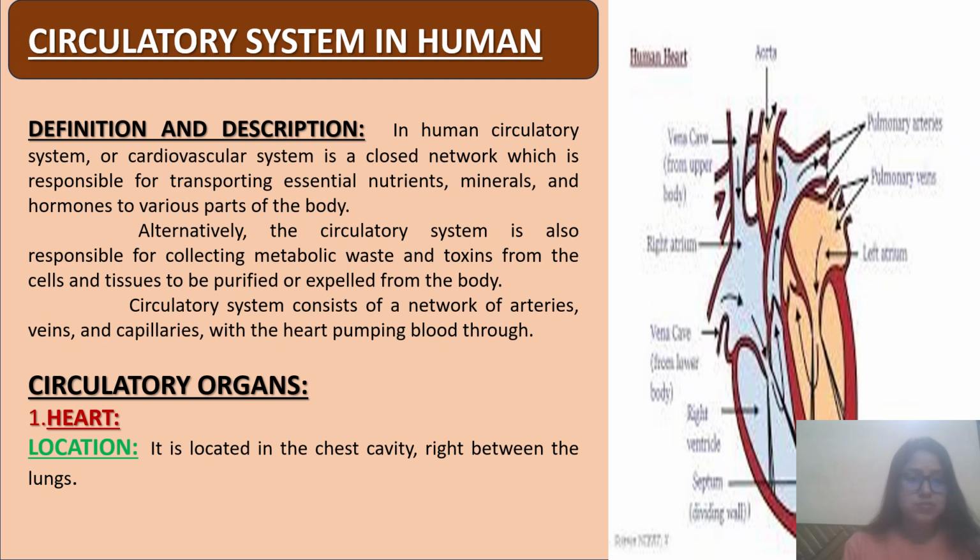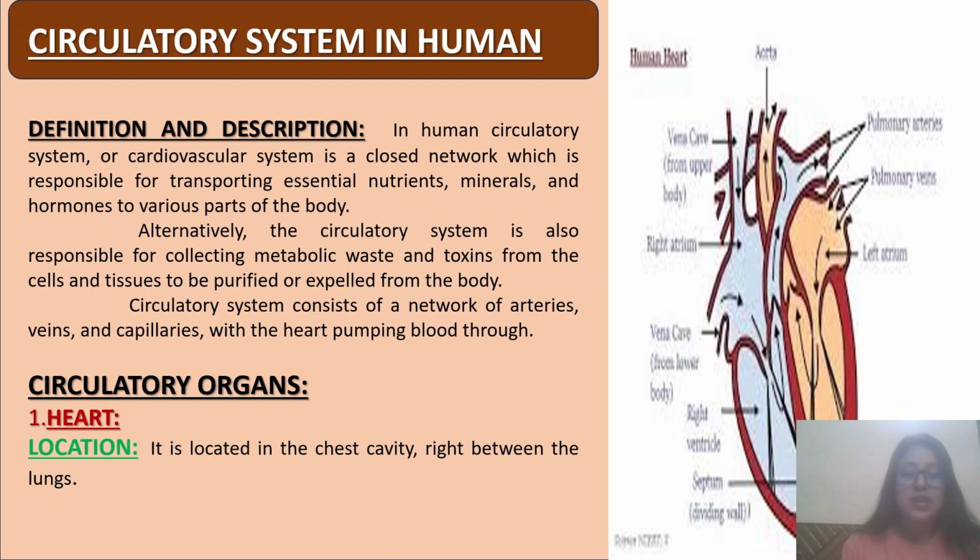What is the circulatory system? In humans, the circulatory system is also known as the cardiovascular system, which is a closed network responsible for transporting essential nutrients, minerals, and hormones to various parts of the body. Alternatively, the circulatory system is also responsible for collecting metabolic waste and toxins from the cells and tissues to be purified or expelled from the body. Next, the circulatory system consists of a network of arteries, veins, and capillaries, with the heart pumping blood through.